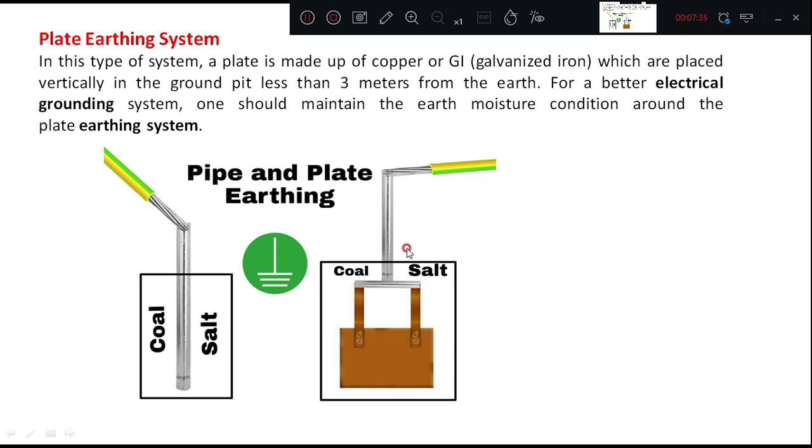For detail on this circuit diagram and the explanation and the different sections of the plate earthing, you can refer to our PDF notes. In this type of system, a plate made up of copper or GI, galvanized iron, is placed vertically in a ground pit less than 3 meters from the earth, and that pit is filled with coal and salt, and it should be kept at moisture conditions, so that you provide the least resistance path for the excessive current to flow to the earth.